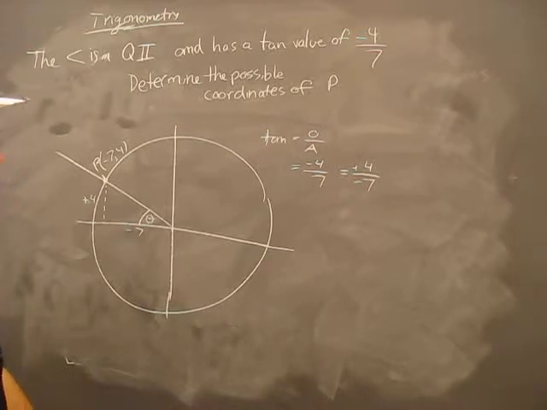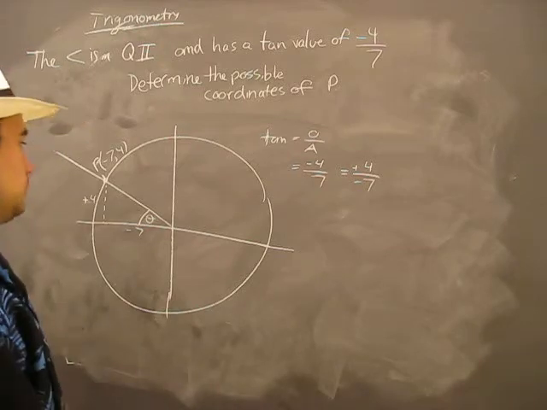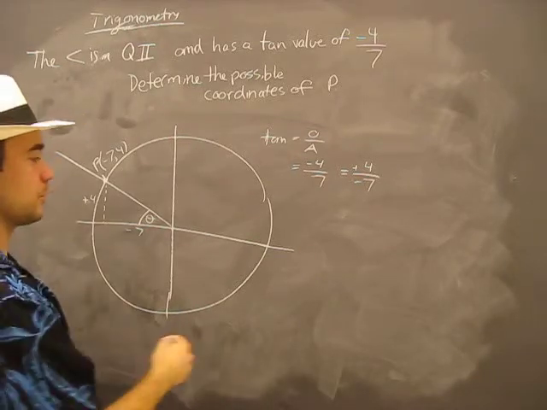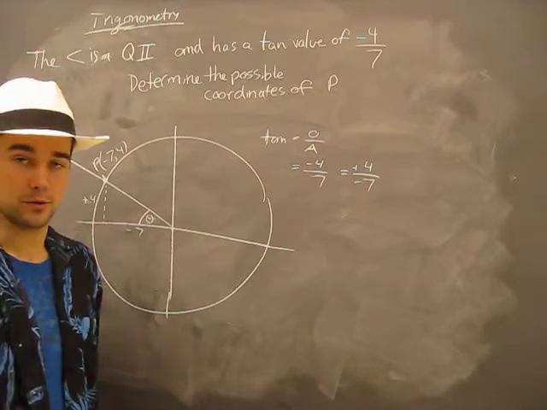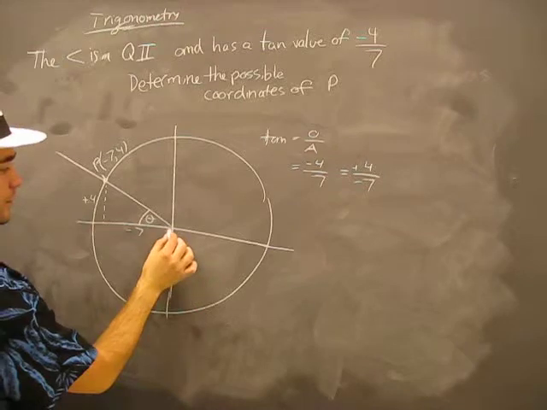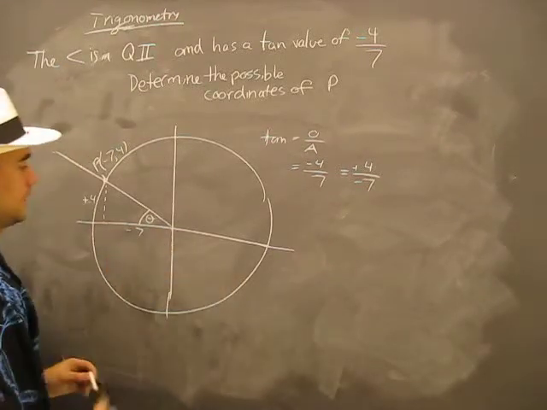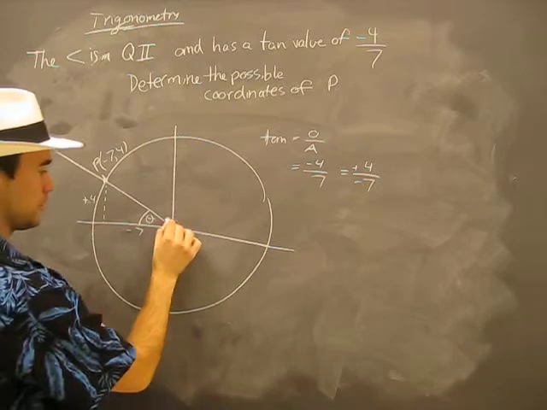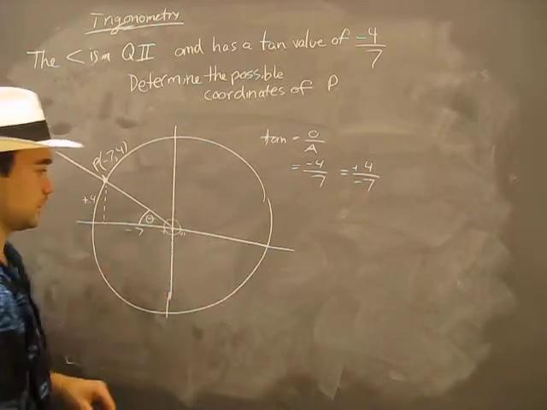Now, here's the issue. That's one coordinate of P. What about another coordinate of P? Are we talking about the unit circle even? We're not, because it doesn't say we're talking about the unit circle. Clearly we couldn't be, because this is 7 units back, and the unit circle is only 1 unit back. The unit circle is probably way down here, at -1 and +1. So we're talking about a big circle here.